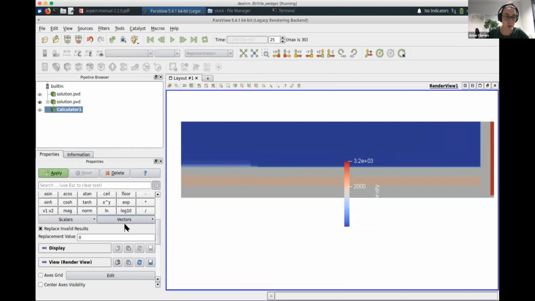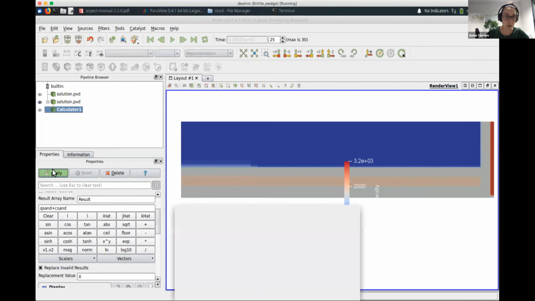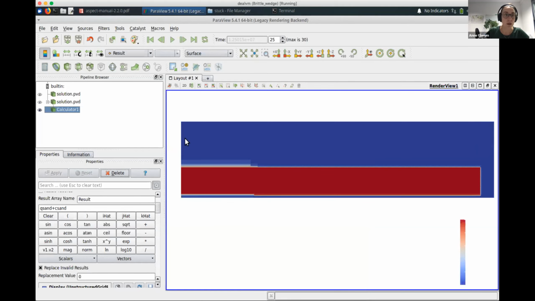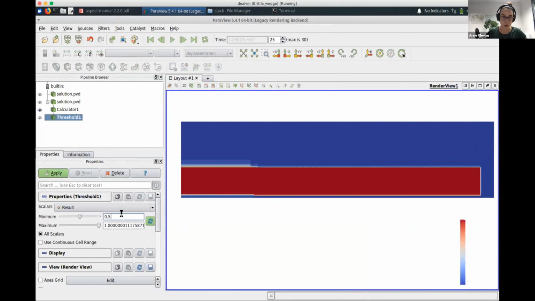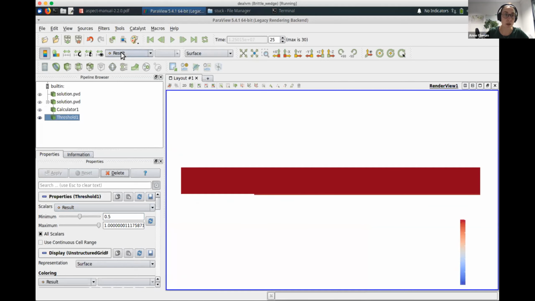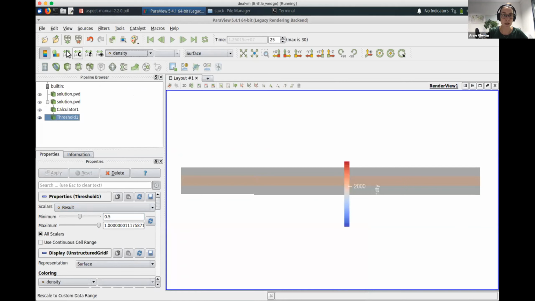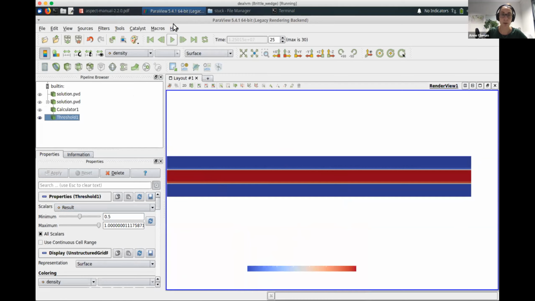Then we click calculator and we sum Q sand with C sand over here. And then we apply another filter, the threshold filter. We set it to a minimum of 0.5, apply, and that cuts away all the other compositions. And then we just display the density, rescale, and get the scale out of the way. And then we can play it over time. In principle, we should be able to play it over time.